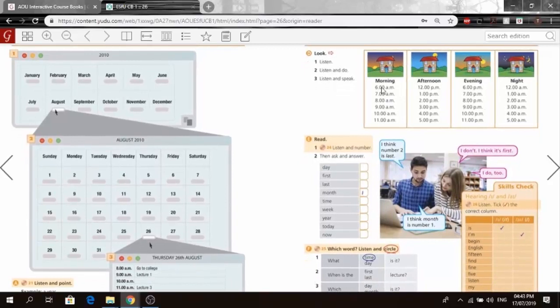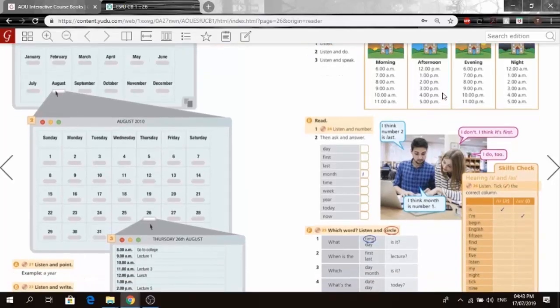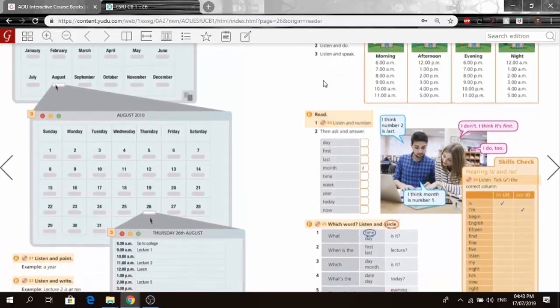Okay, I hope you guys understood. So from 6 a.m. to 11 a.m. is morning, 12 p.m. to 5 p.m. is afternoon, evening, 6 p.m. to 11 p.m., and we have nighttime from 12 a.m. to 5 a.m. Okay, now moving on to exercise E, we have read, listen, and number.